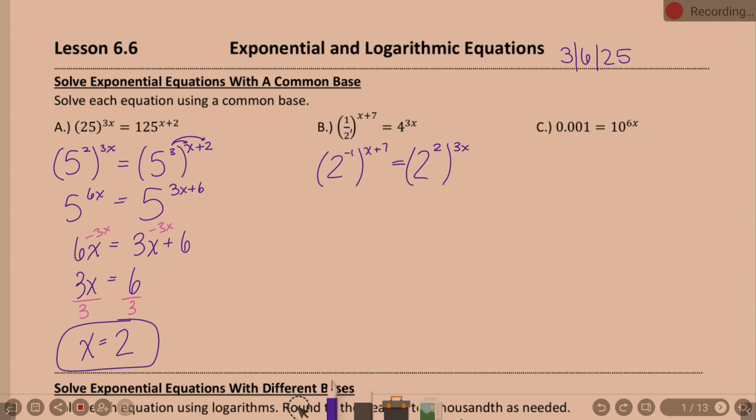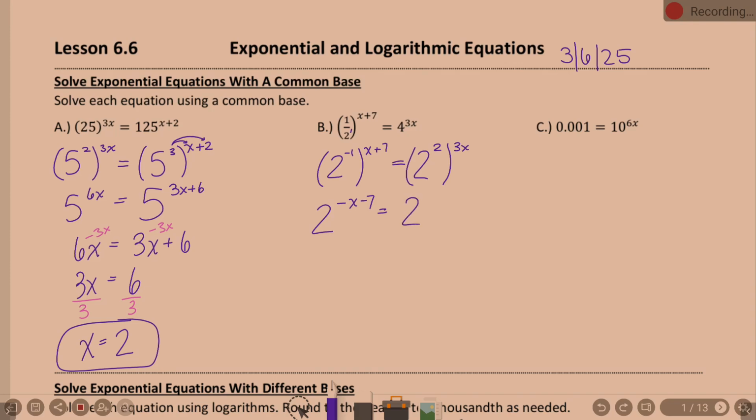How do we deal with a power raised to a power? We're going to multiply. So on the left, I'm going to have 2 to what? What is negative 1 times x plus 7? Negative 1x minus 7, negative 7. I wrote it in final form as negative x minus 7. Other things are correct. You say negative 1x minus 7, negative 1x plus negative 7. Those things are equivalent. On the right, what do we have?